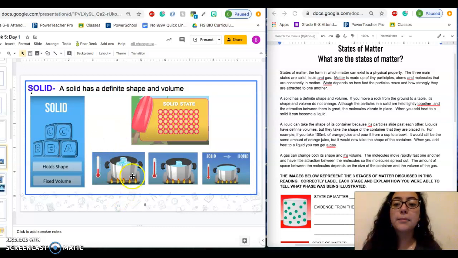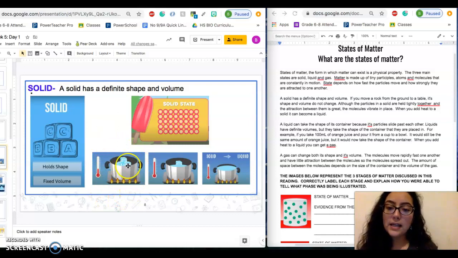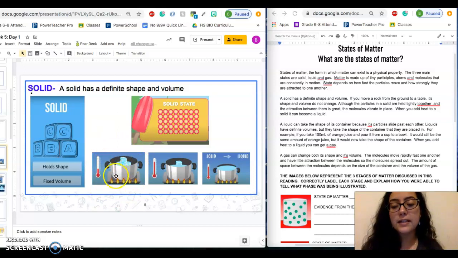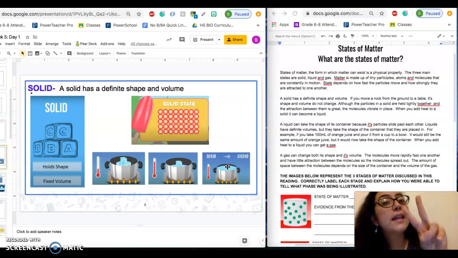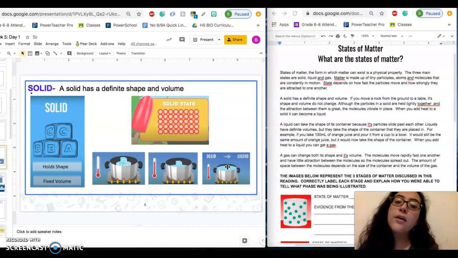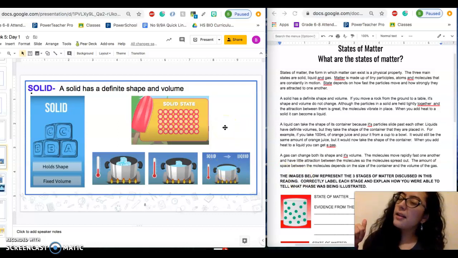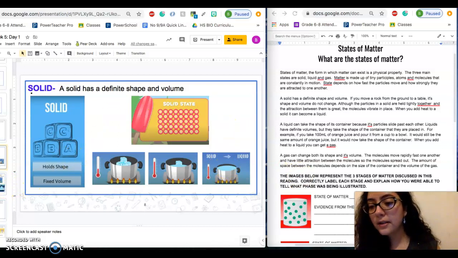Another example that I have on the PowerPoint is ice. So you can see in this first image, we have ice in a pot. As this ice is getting warmed up from the heat, you can see that it's slowly melting and turning into our second state of matter, which is liquid. So let's go to liquid.